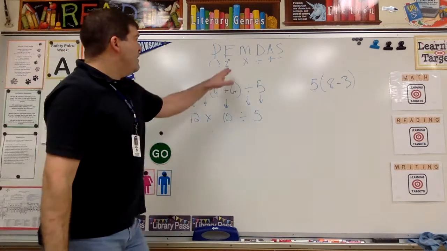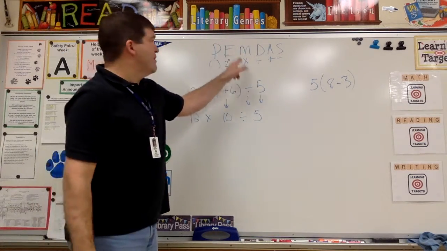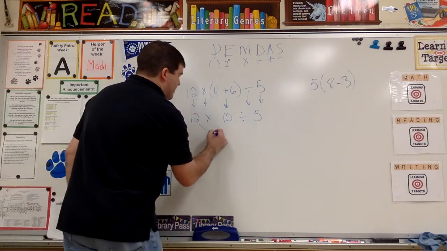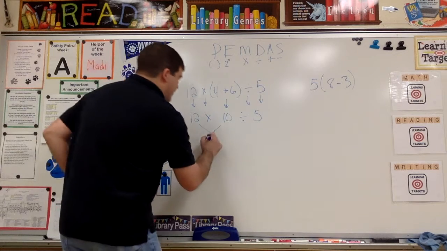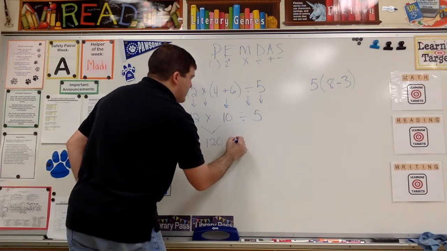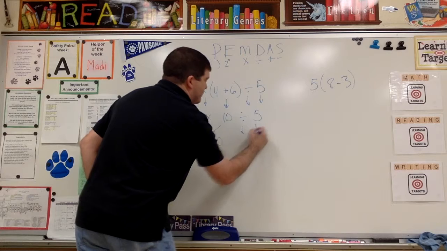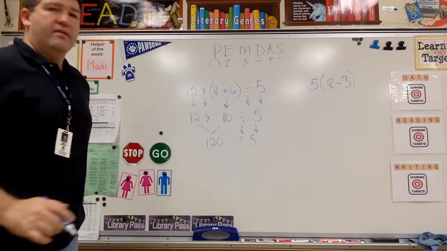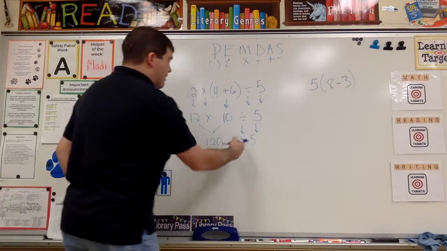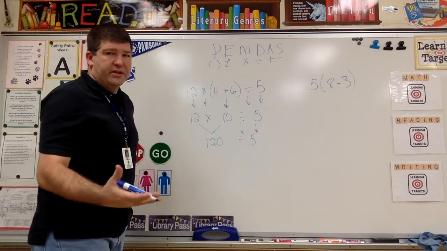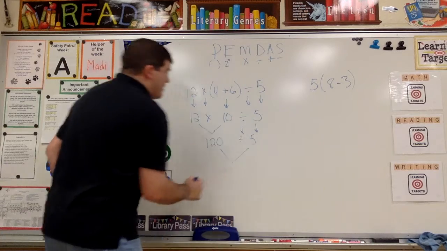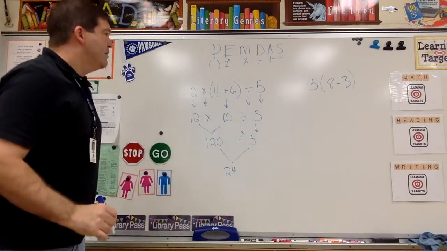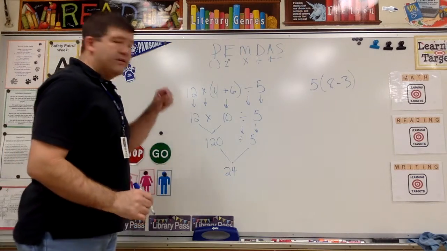Now, no exponents, so I go on to the next. Multiplication. I'm going to do all my multiplication. I see that these two need to be multiplied together. It's 120. And then I bring this down, divided by 5. Okay? And then I only have one operation left, so I know this is what I have to do. And 120 divided by 5 is 24. So my answer to this problem is 24.